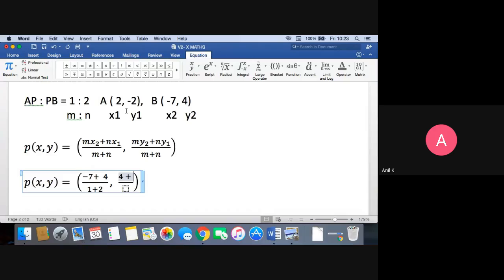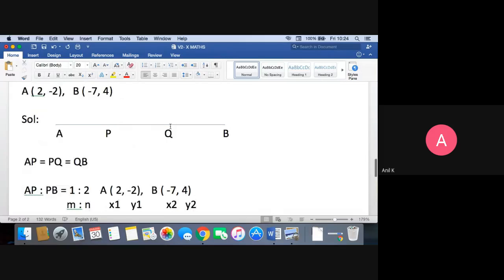So 2 into minus 2 is minus 4. So instead of plus 4, I'll get here minus 4 upon M plus N. That is 1, sorry, 1 plus 2. So if I simplify further, in the simplest form, minus 7 plus 4 is minus 3, minus 3 upon 3, which is minus 1. Next, 4 minus 4 is 0, 0 upon 3 is 0. So the coordinates of point P is minus 1 comma 0.